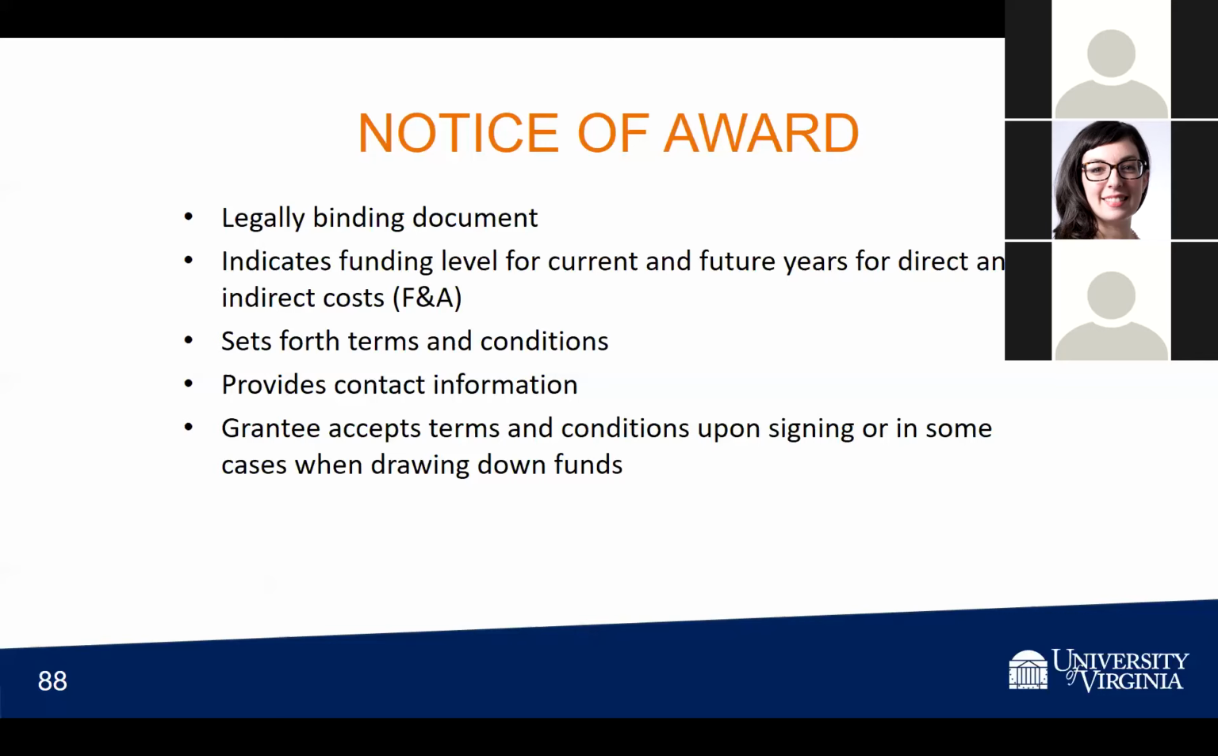If there's export control considerations, there's going to be a lot of language related to that. It's going to provide contact information, typically both for the sponsor and for staff at UVA. And then oftentimes, the grantee accepts the terms and conditions upon signing. So a lot of awards will be bilateral, meaning both parties sign. In some cases, like NIH and NSF, it's when we draw down funds that we actually agree and accept the award.